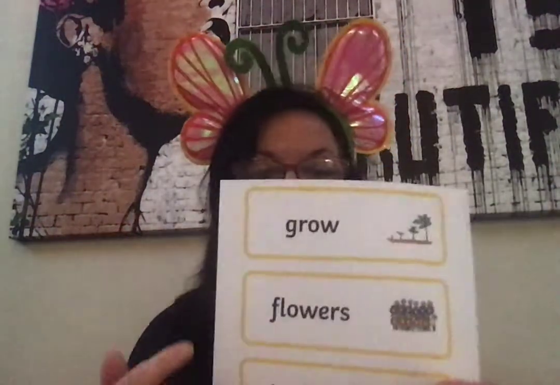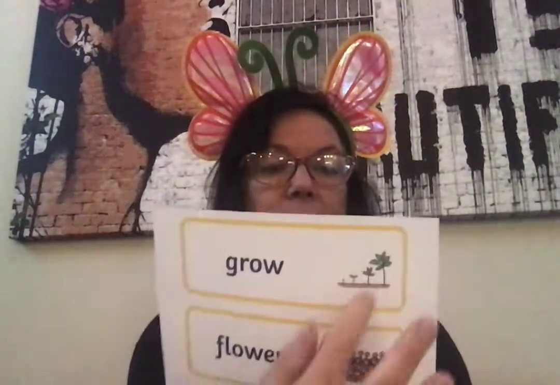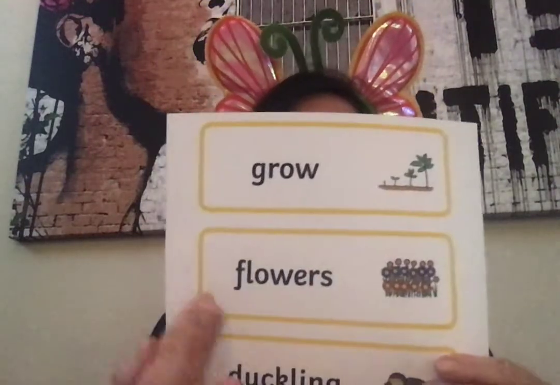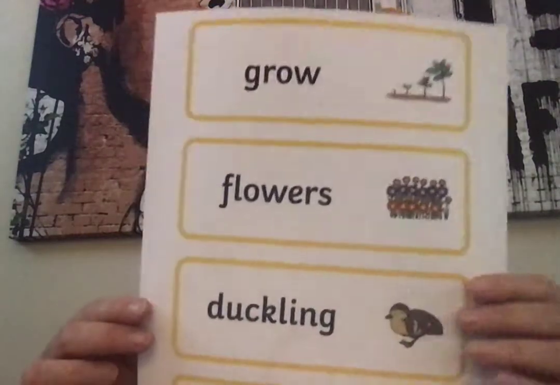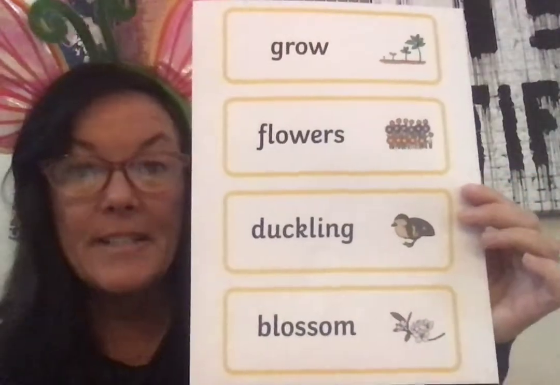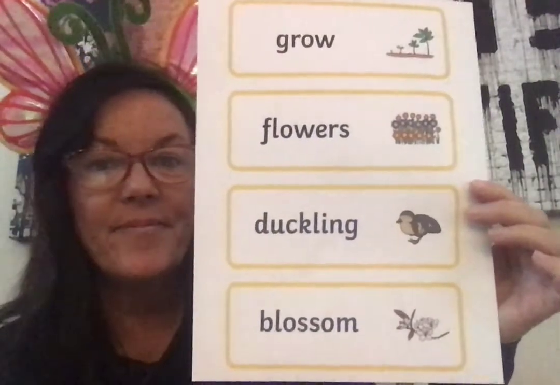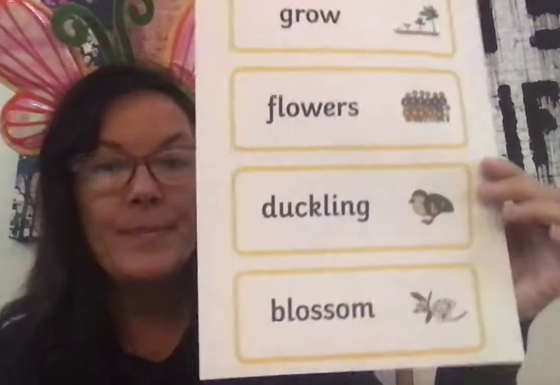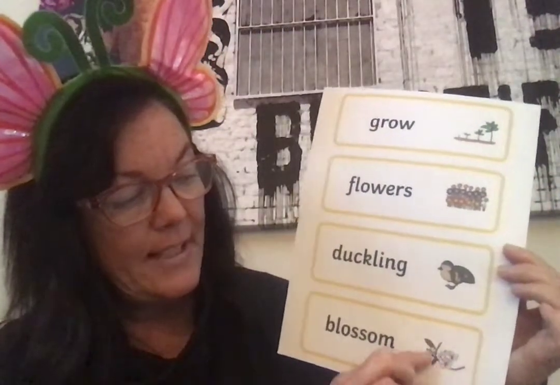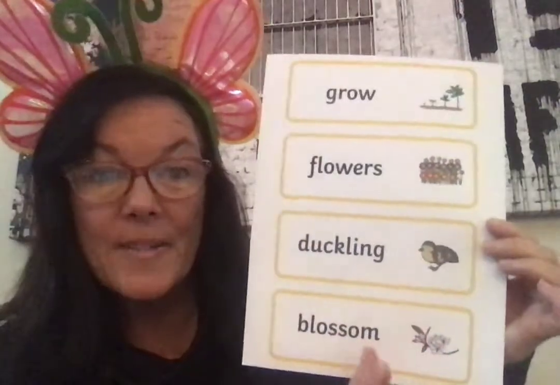So we're going to look at some vocabulary words. Okay, some spring vocabulary words. We have grow. This is what growing means. Grow, growing, grew. See the little tiny seedling and it gets bigger? It's growing. This is flowers. A lot of baby ducks hatch in the spring, and baby ducks are called ducklings. And this is called a blossom. It's the part on a tree where the bud opens up into a flower.